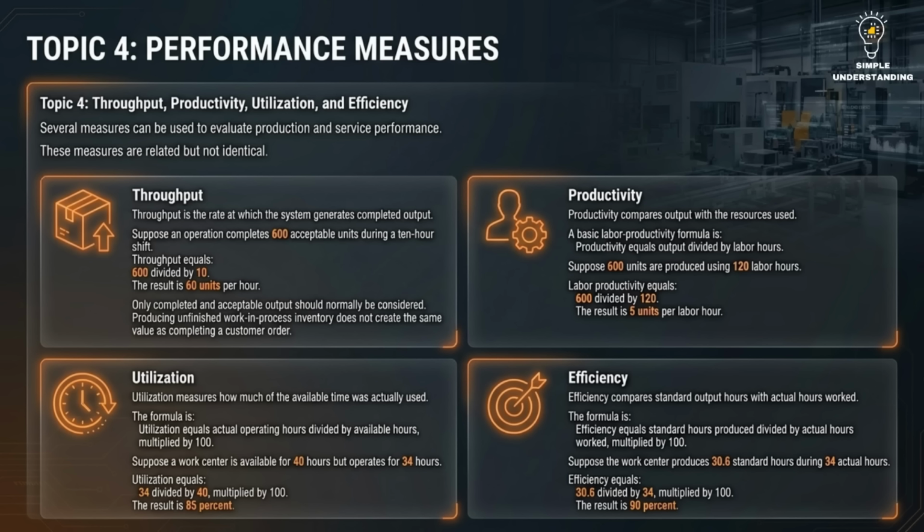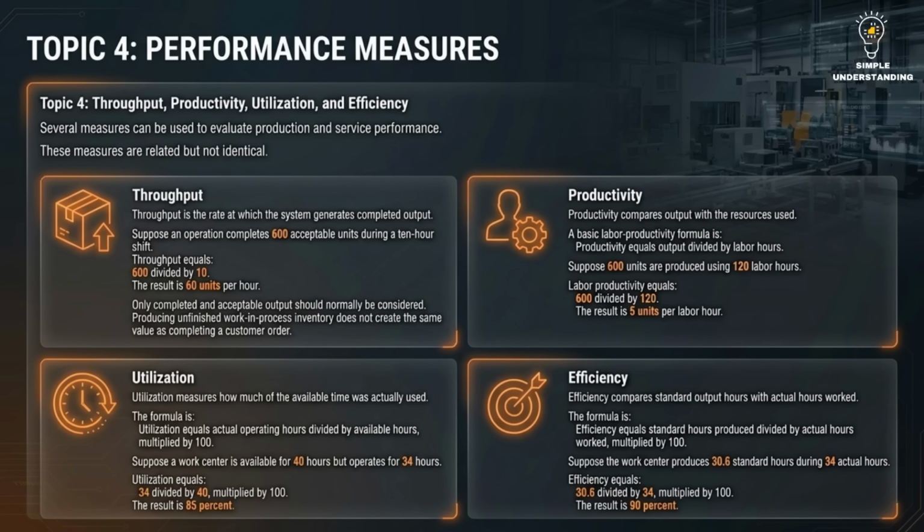Utilization. Utilization measures how much of the available time was actually used. The formula is utilization equals actual operating hours divided by available hours, multiplied by 100. Suppose a work center is available for 40 hours, but operates for 34 hours. Utilization equals 34 divided by 40, multiplied by 100. The result is 85%.